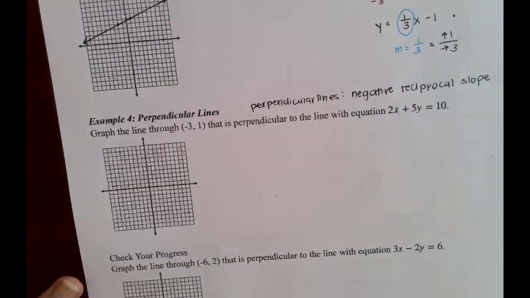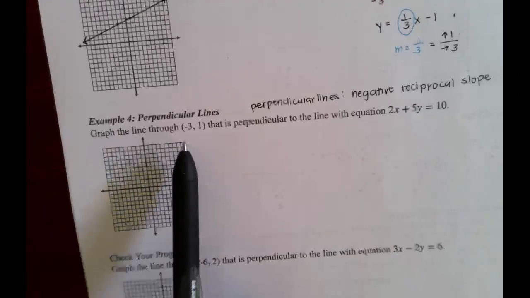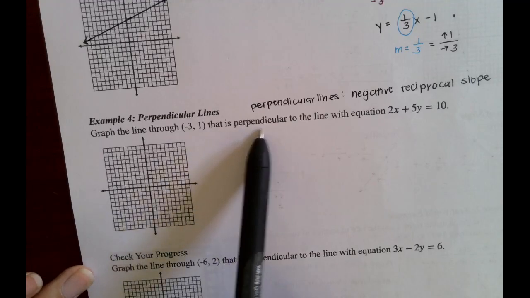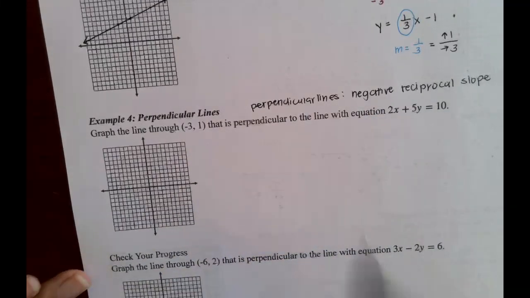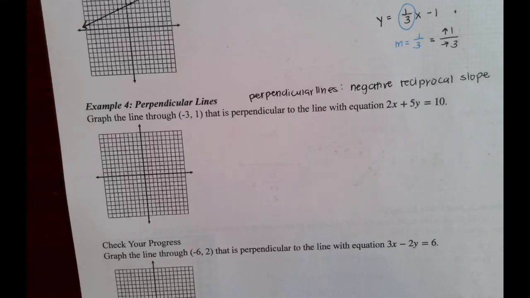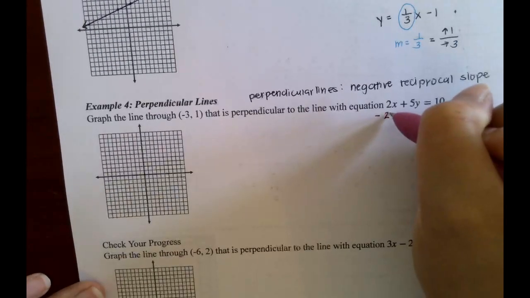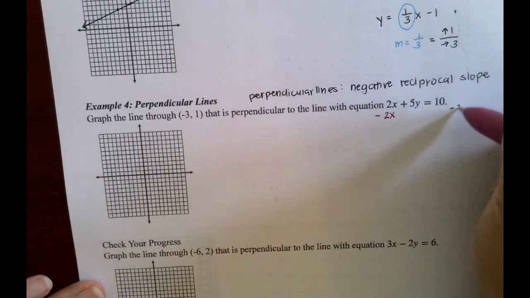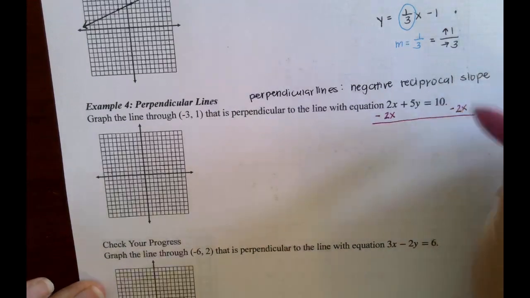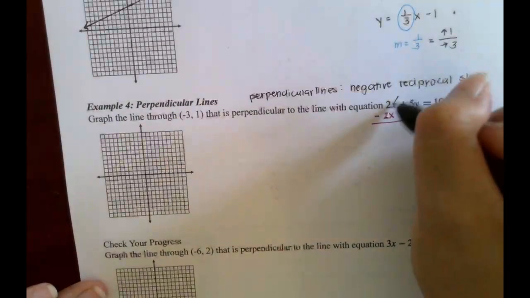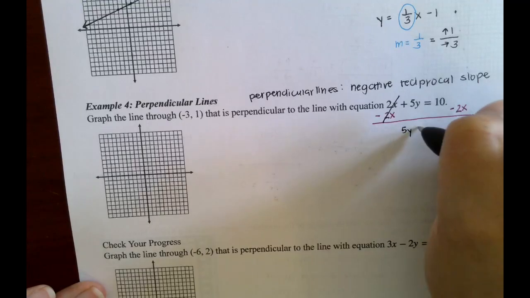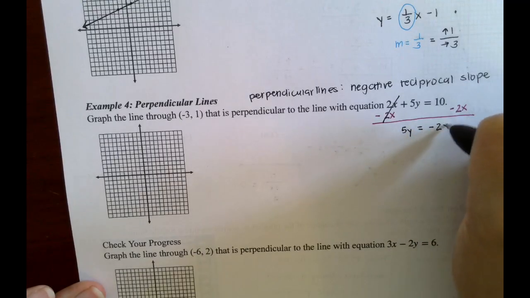So here, if we're graphing the line through negative 3, 1, but we want it to be perpendicular to this line, what we need to do again is find the slope and then find the negative reciprocal slope. So again, I'm going to change it into y equals mx plus b by solving for y. Since this is a positive 2x, I'm going to move it to the other side by subtracting 2x. This gives me 5y equals negative 2x plus 10.